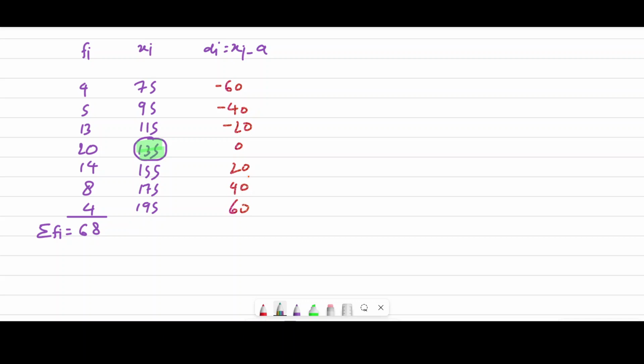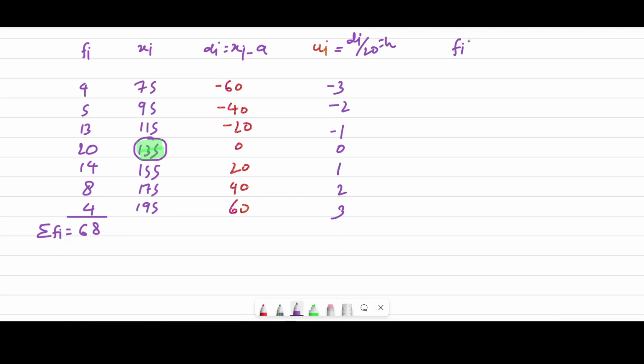Now the differences are multiples of 20, so for ui we should write Di by 20. This is the H. Now if we divide by 20, we will get minus 3, minus 2, minus 1, 0, 1, 2, 3. So we got the value ui.